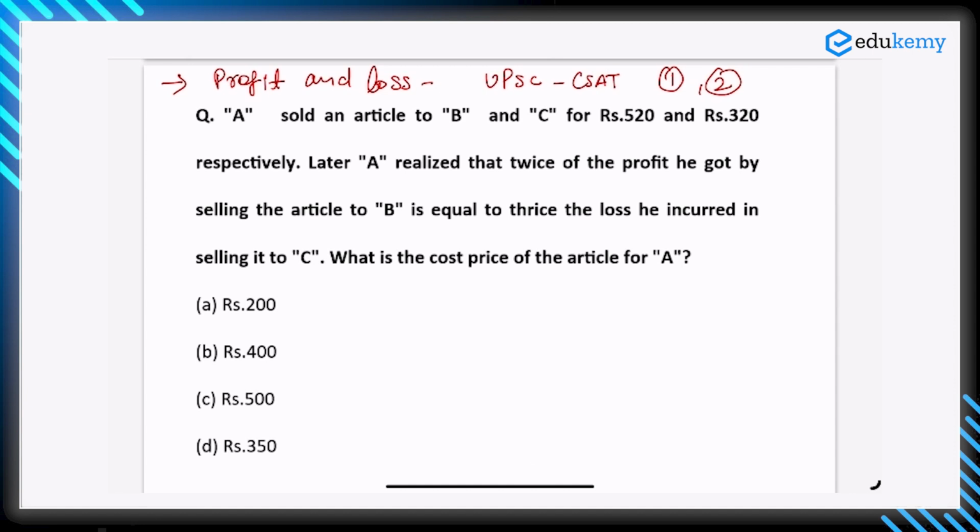There will be a situation given in the question where one person selling something to another person is again selling to some other person, then we need to find out the cost price of XYZ. That's the kind of question UPSC is asking. So let's read today's question.